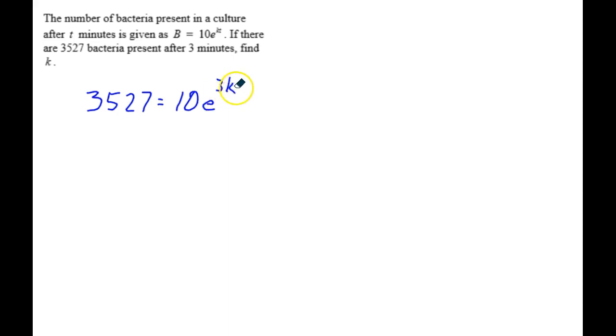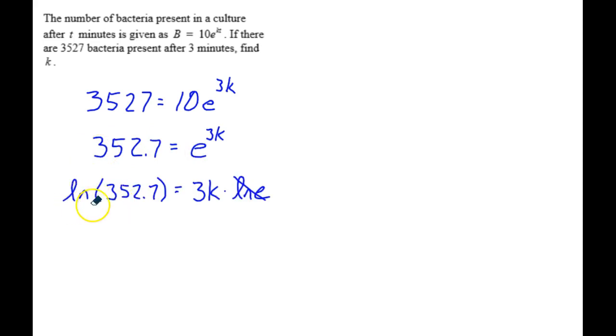Now we just want to solve to get k isolated by itself. The first step would be to divide both sides of the equation by 10. Now we have 352.7 equal to e raised to the 3k power. Just like we did in the last problem, the value we're looking for is in our exponent. We need to bring that down as a coefficient using the power rule. So we have to take the natural log of each side of the equation.